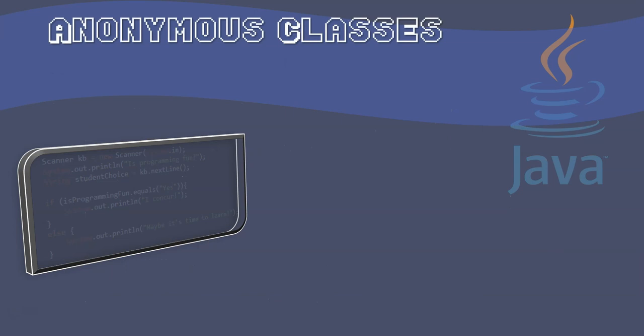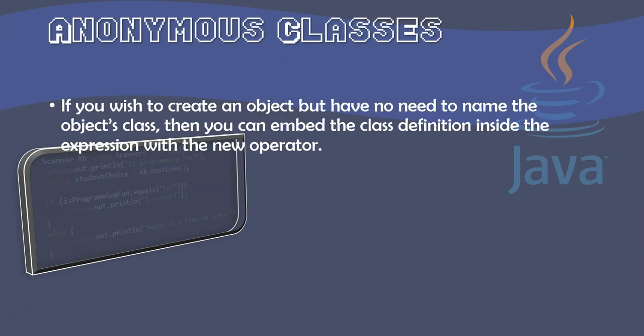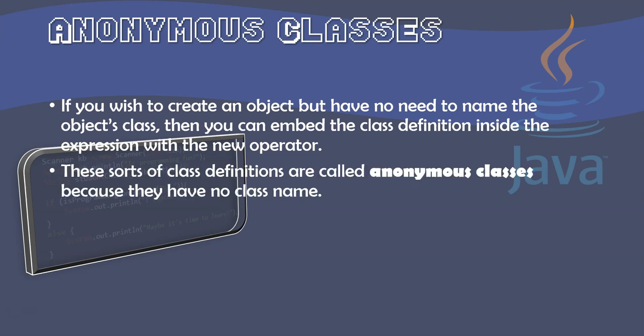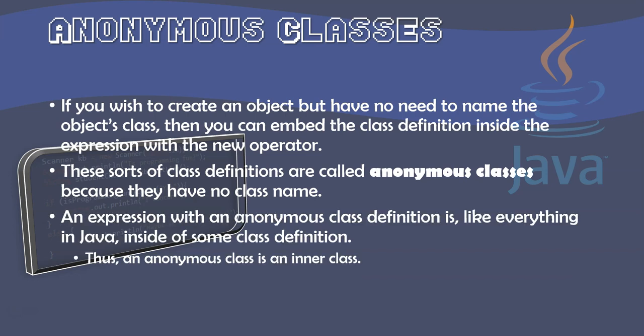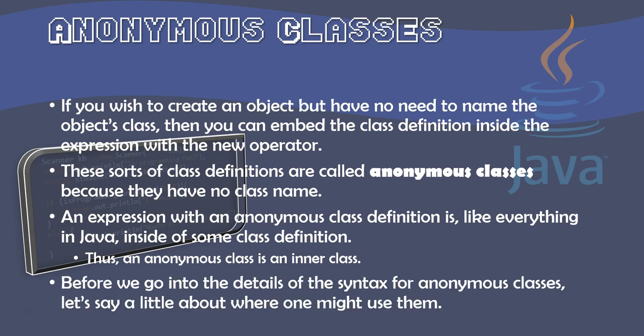The thing we do want to talk a little bit more about, though, is anonymous classes. If you wish to create an object but have no need to name the object's class, then you can embed the class definition inside the expression with a new operator. These sorts of class definitions are referred to as anonymous classes because they don't have an associated class name. An expression with an anonymous class definition is, like everything else inside Java, going to be inside of some class definition. And because it's inside a class definition, the anonymous class is actually considered to be an inner class. Before we go into details about the full syntax for anonymous classes, let's talk a little bit about how we might use them or where they might show up.